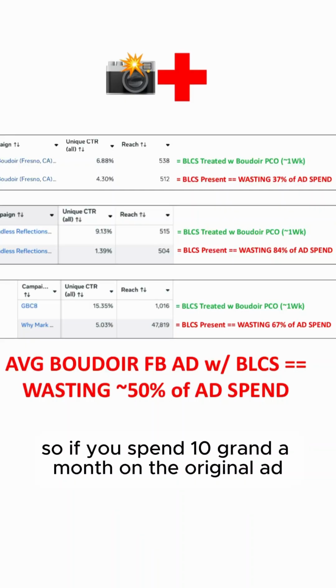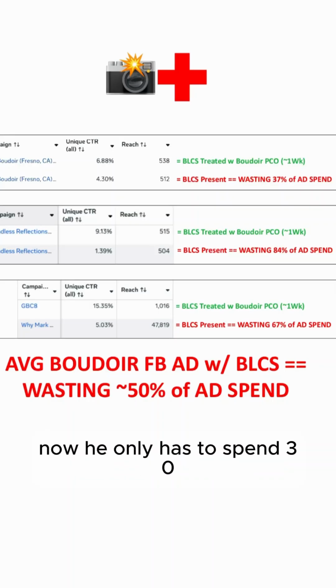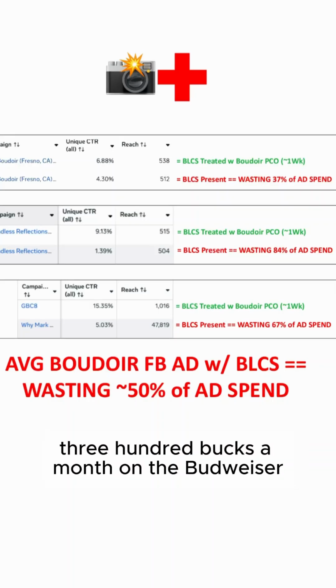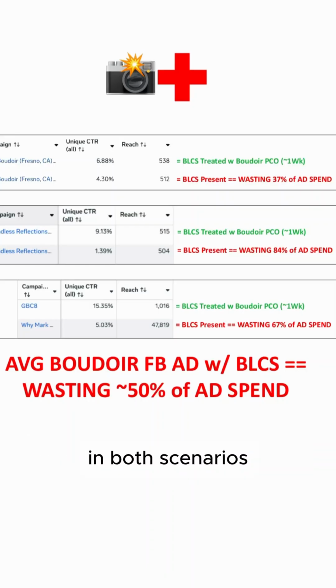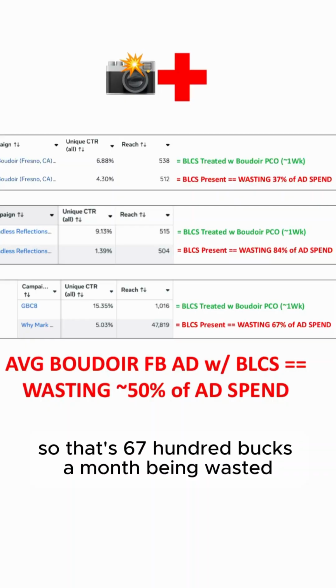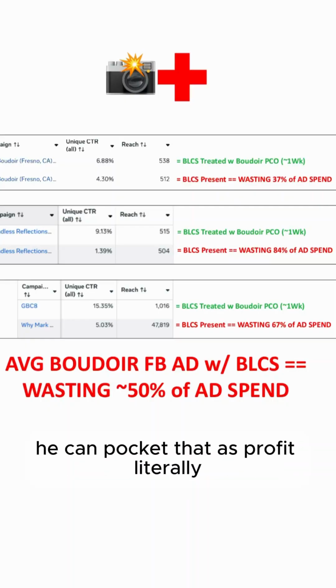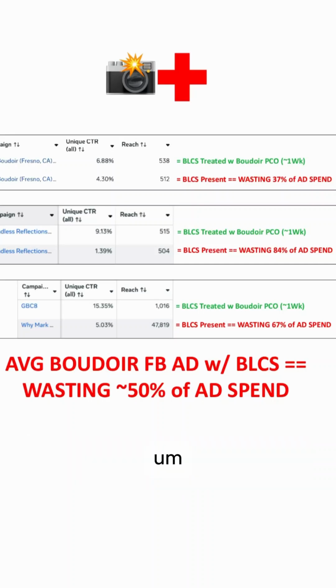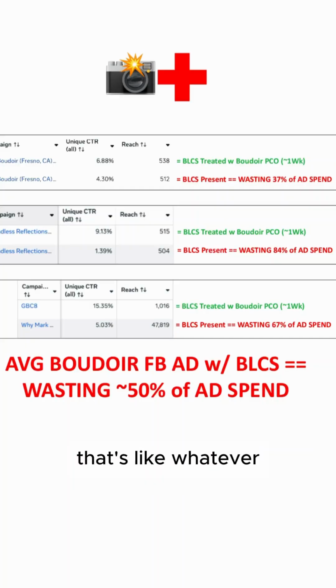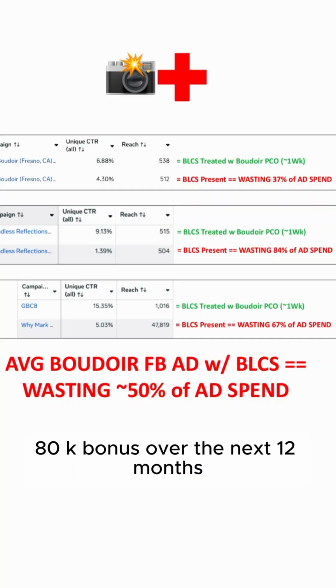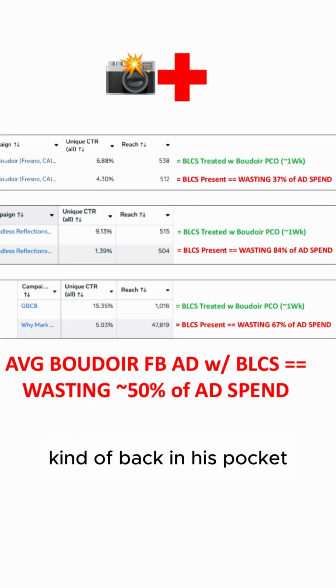So if he's spending 10 grand a month on the original ad, now he only has to spend $3,300 a month on the Boudoir Pico treated ad, and he gets it into the same number of women's brains in both scenarios. So that $6,700 a month being wasted, he can pocket that as profit, literally every single month. So it's like whatever, 80K bonus over the next 12 months, kind of back in his pocket.